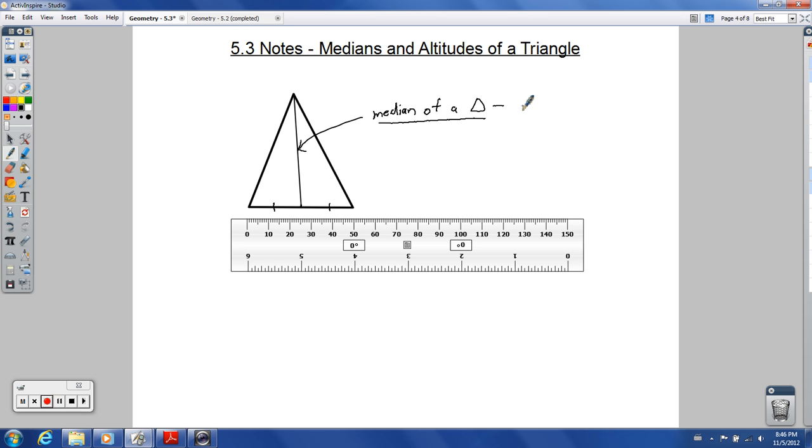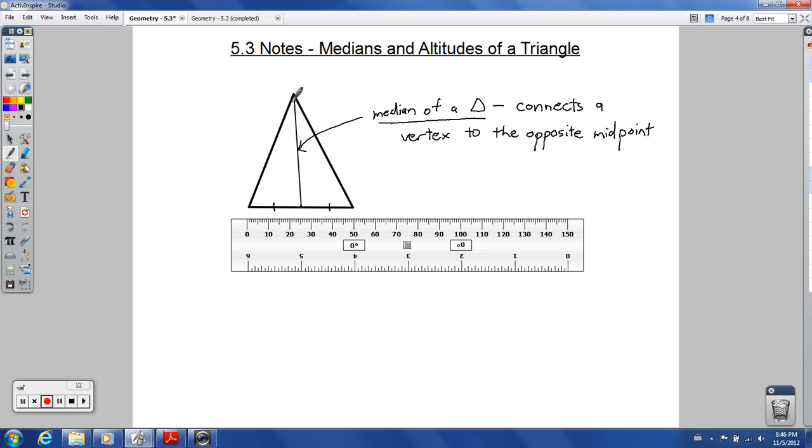I'm going to try to make this definition as brief and concise as I can. All it does is connect a vertex to the opposite midpoint. If I wanted to give a fancier definition, I could say: a segment whose endpoints are a vertex of a triangle and the midpoint of its opposite side. So that's what I've done here.